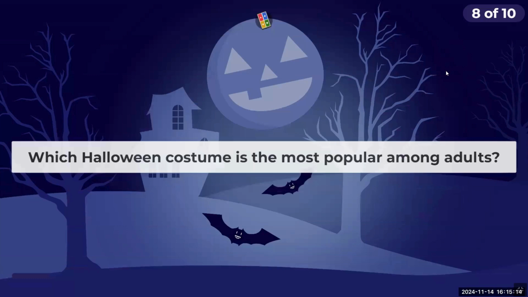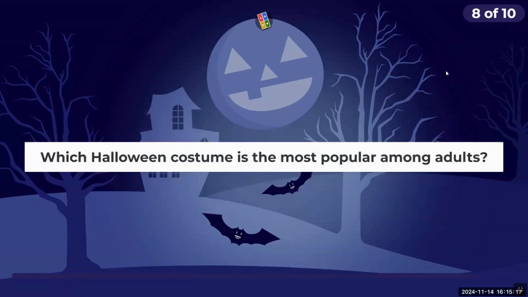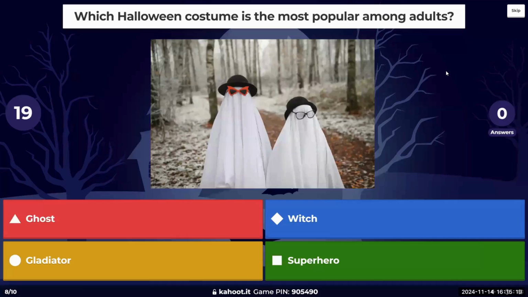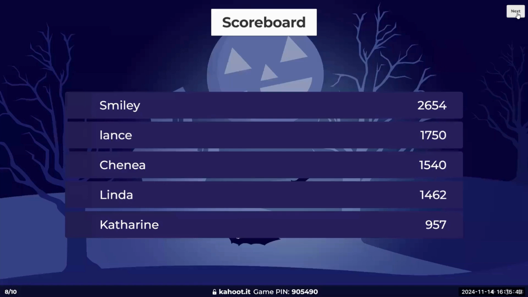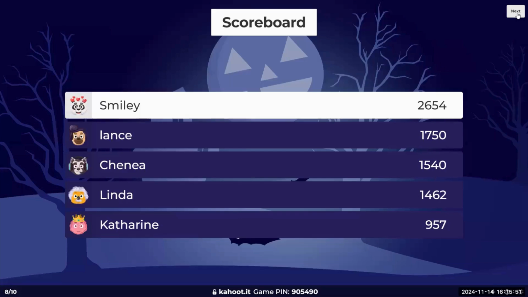Let's finish this off. Which Halloween costume is the most popular among adults? I was a butterfly this year. Oh, I wonder if that's a hint. Ghost, gladiator, witch, or superhero? I feel like gladiator is oddly specific. It was a superhero. Among adults, that makes sense. We're kind of Marvel's key demographic. You know what I mean? I know that for kids' costumes, Spider-Man is by far the most popular superhero costume for boys and girls.